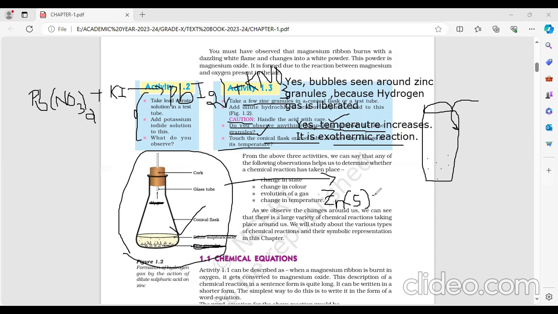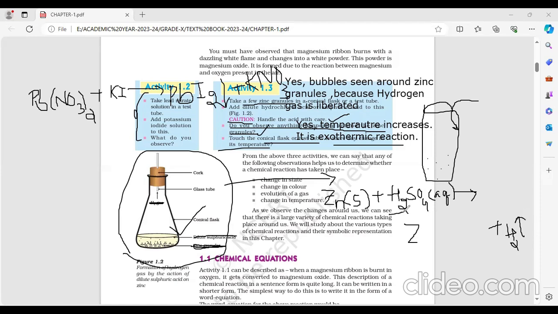Plus, what I'm adding is sulfuric acid. What is the chemical formula? H2SO4. And which type of acid? We are diluting it, right? So H2SO4, S capital, O capital, 4, and it is dissolved in water. Whenever it is dissolved in water, we write aqueous. So what happens? You will get zinc sulfate salt, and hydrogen gas is liberated. So first you write plus H2. And this is gas, right? Gas means arrow up, precipitate down.